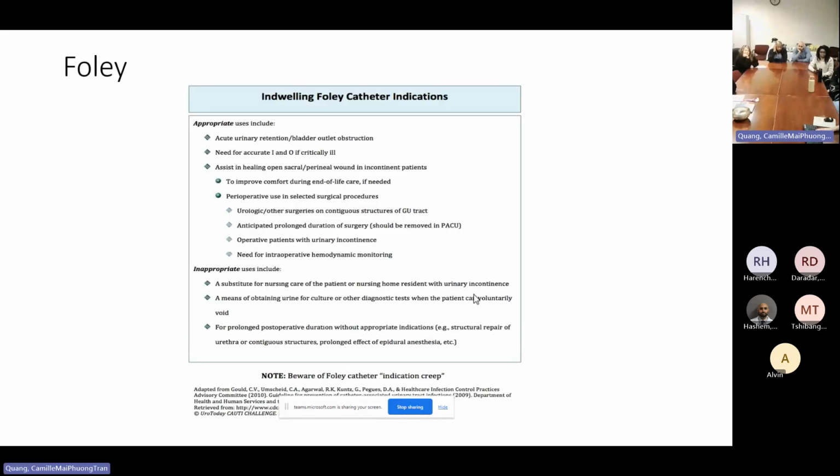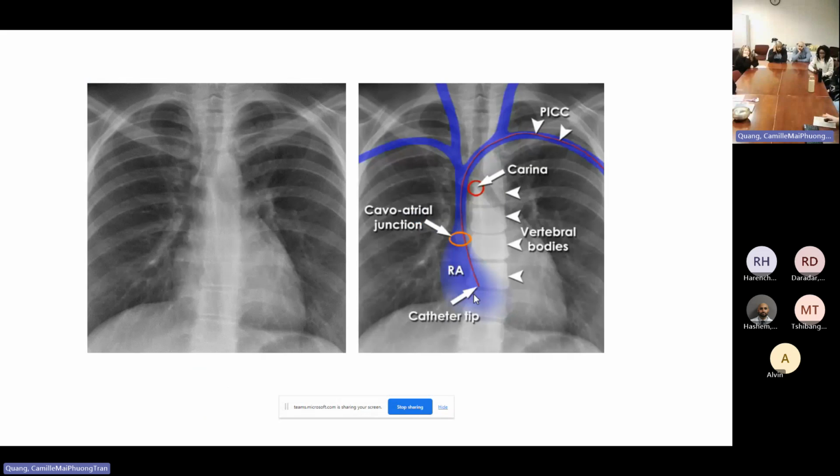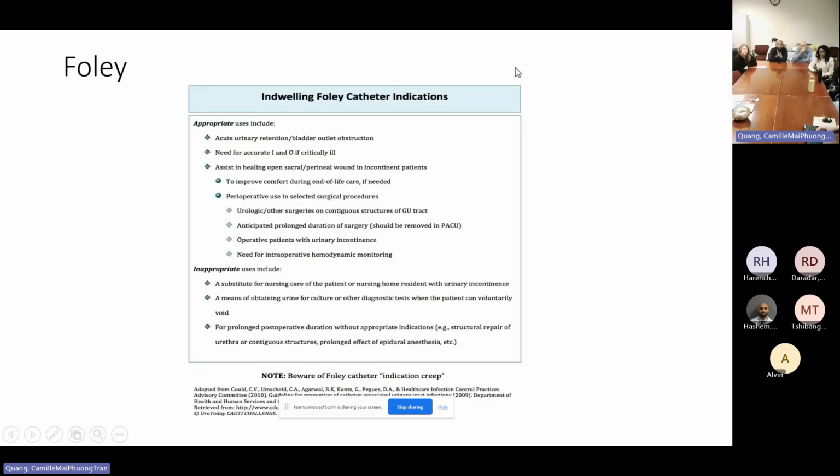I have seen people put in subclavians and then they make this turn and go up the IJ instead. So always look at your x-rays, because lines can do funny things. I was going to include a picture of one going up, but I don't know what happened to it. I've seen it before.